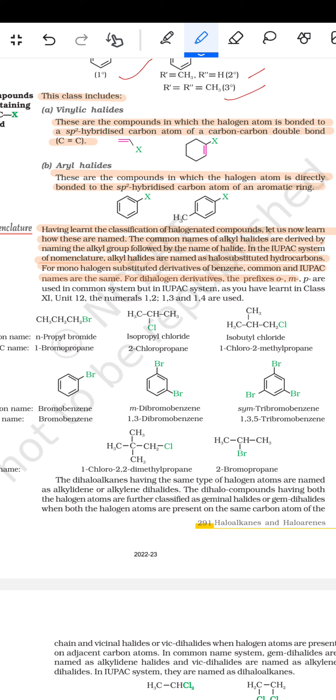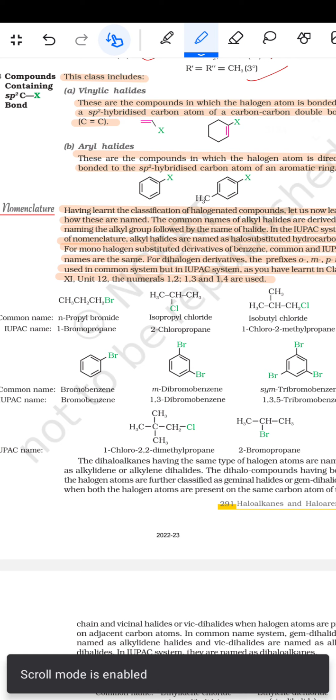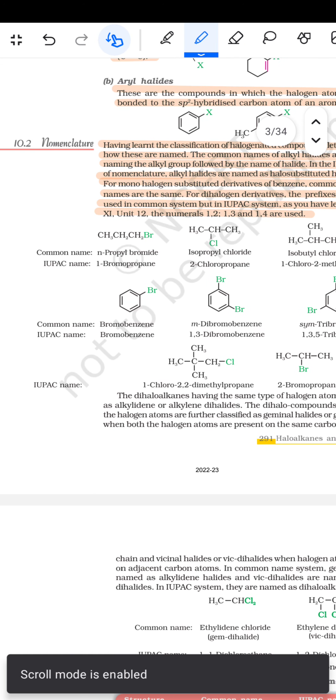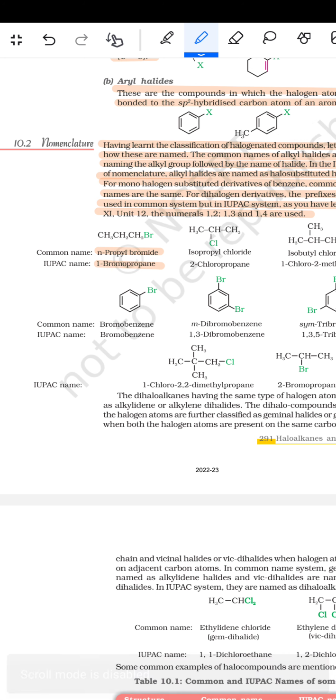For the dihalogen derivatives, the prefixes ortho, meta, para are used in the common system, but in the IUPAC system, as you have learned in class 11, Unit 12, the numerals 1,2, 1,3 and 1,4 are used. Now the common name and the IUPAC name: n-propyl bromide and 1-bromopropane, then isopropyl chloride and 2-chloropropane.